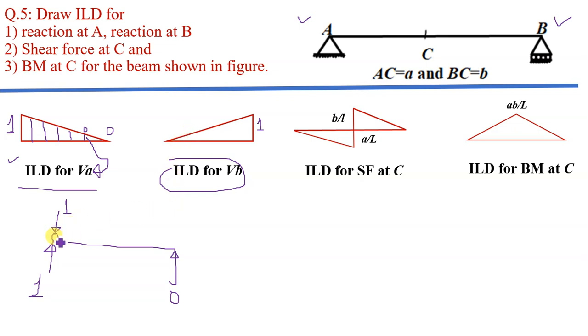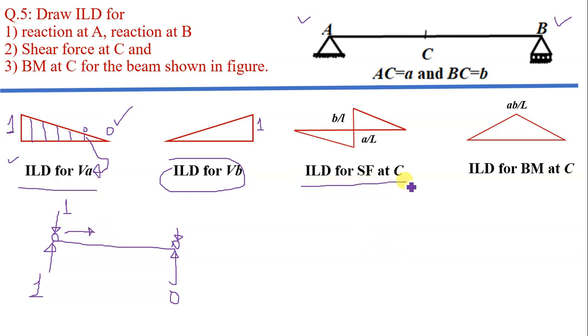Okay, so here when the load moves from A to B, the value of reaction at A changes. When the unit load comes to B, the value of reaction at A will be equal to 0. This is the meaning of ILD.